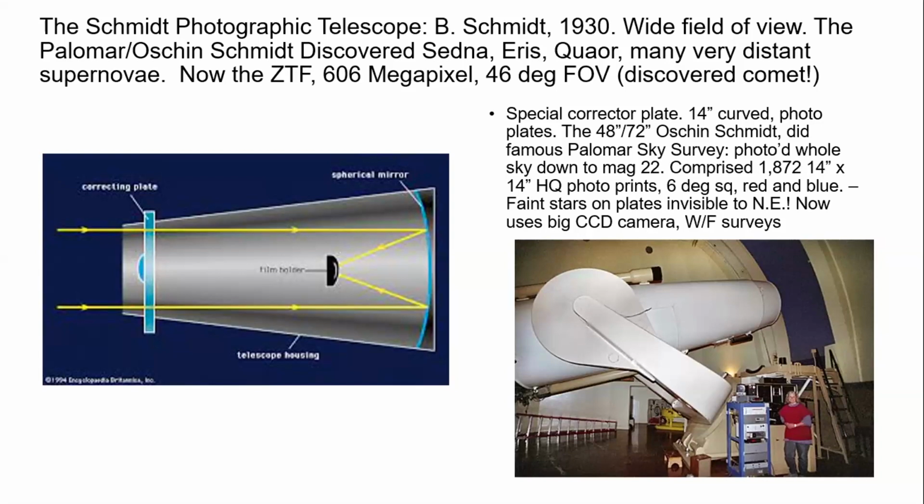It was renamed after a guy called Oschin, who donated a lot of money for an upgrade. And it did the famous Mount Palomar Sky Survey, which photographed the whole sky that was available to it, down to magnitude 22 in red, I think, and magnitude 23 in blue. And the Sky Survey comprises those actual high-quality photographic prints, 1,872 of them. Each one covers an area of the sky of 6 degrees square in red and blue.